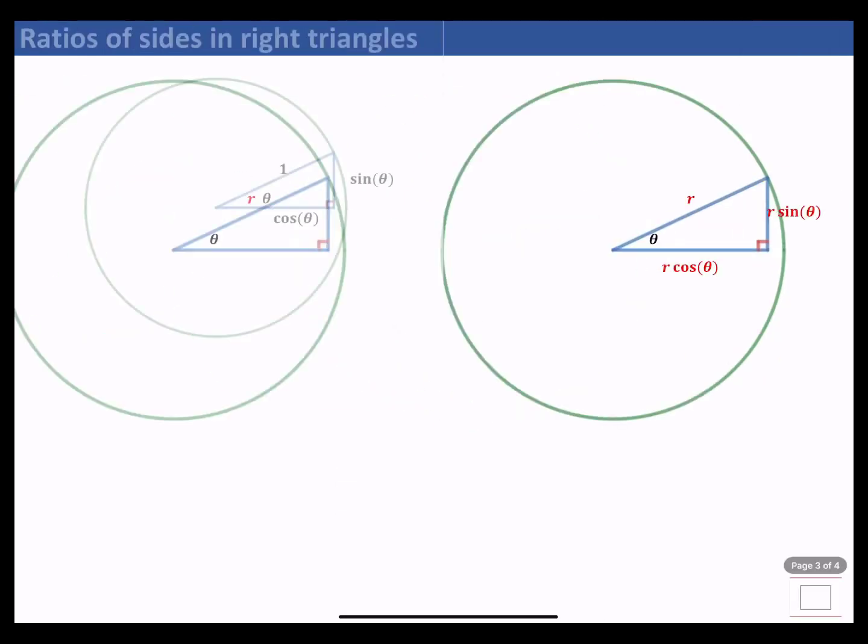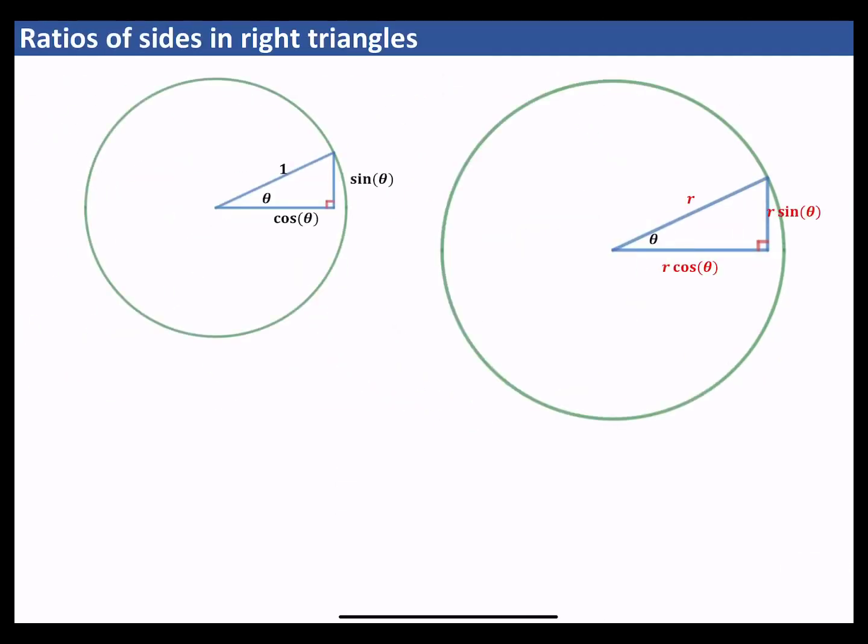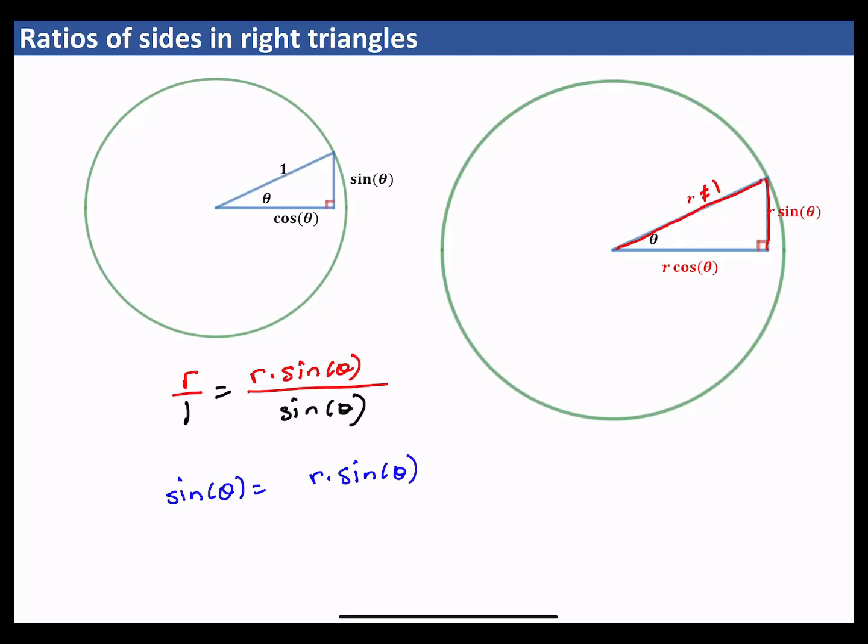Similarly, the equation involving the hypotenuses and the vertical legs of the similar triangles is r divided by 1 equals r times the sine of theta divided by the sine of theta. And this can also be rearranged to get the sine of theta divided by 1 equals r times the sine of theta divided by r.